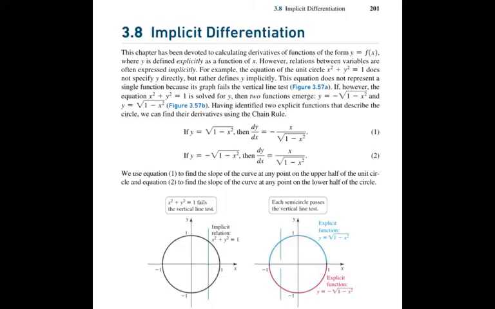This equation does not represent a single function because the graph fails the vertical line test. However, if the equation x squared plus y squared equals 1 is solved for y, then two functions emerge: y equals negative the square root of 1 minus x squared, and y equals positive square root of 1 minus x squared. Having identified two explicit functions that describe the circle, we can find their derivatives using the chain rule.